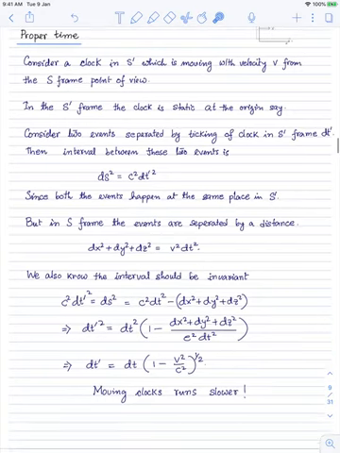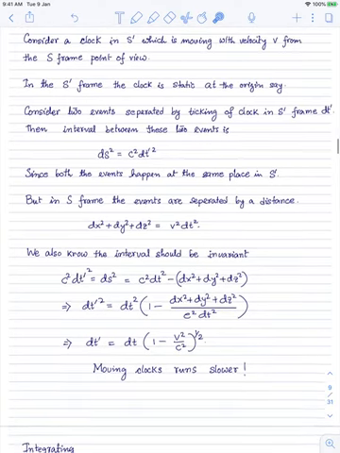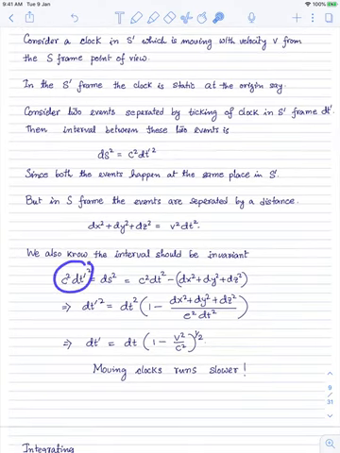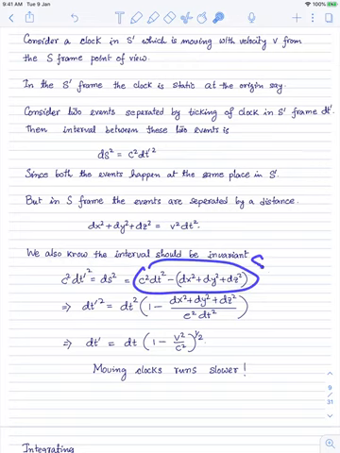Now if we consider the interval, this is c squared dt prime squared, the interval from the S prime point of view, and this is the interval from the S frame point of view. And this distance we know now is basically v squared.